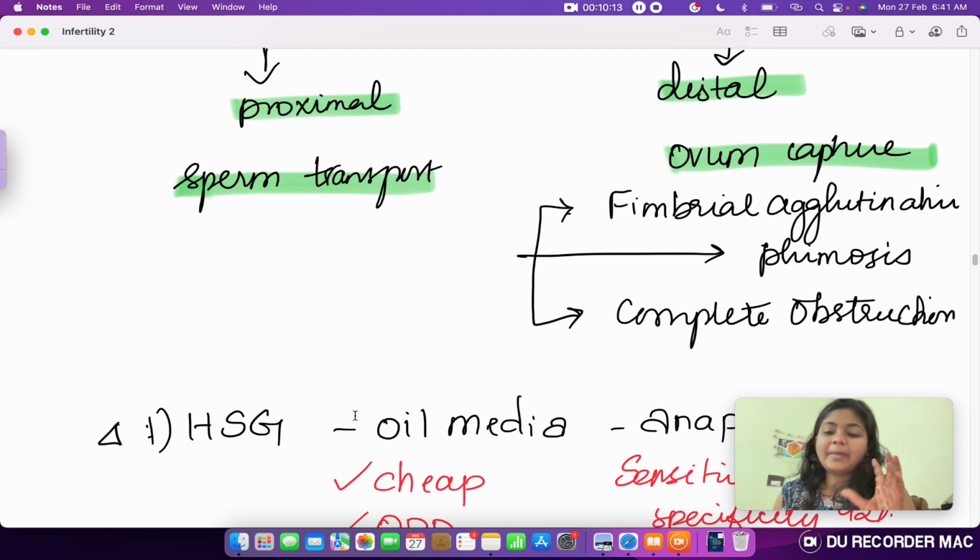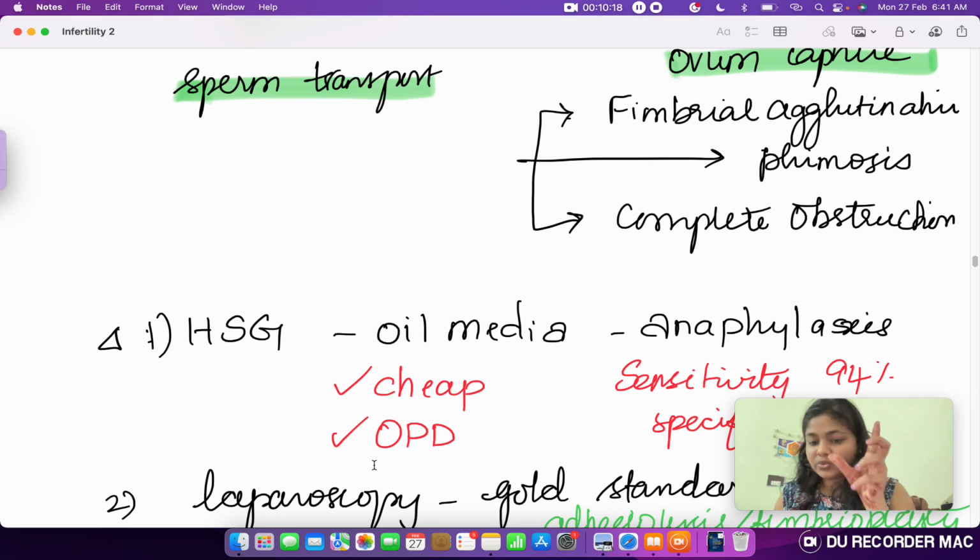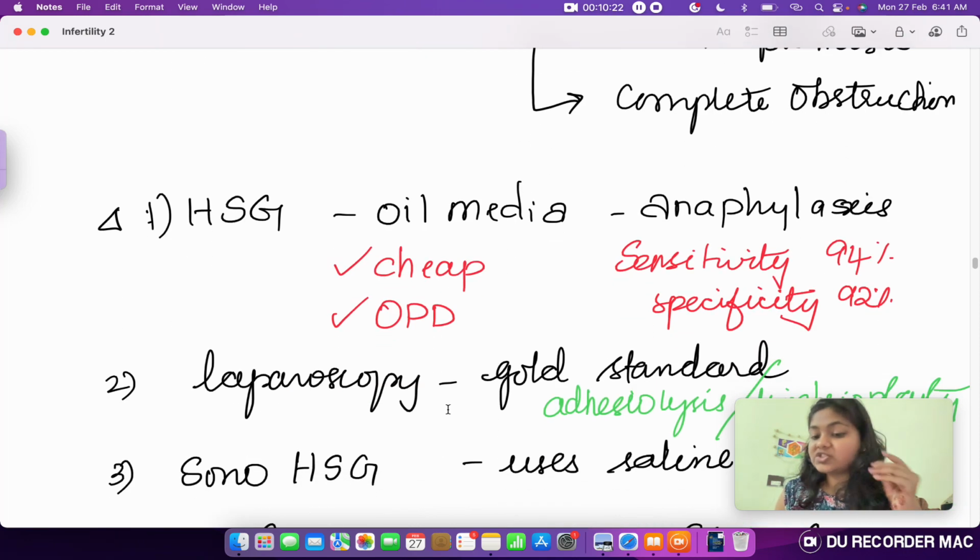So all these things can be diagnosed with the help of hysterosalpingography, that which uses a oil media to diagnose. It has a sensitivity of 94% and specificity of 92%. It is cheap. It is done as OPD procedure, but it has a drawback. It can cause anaphylaxis because of the oil media.